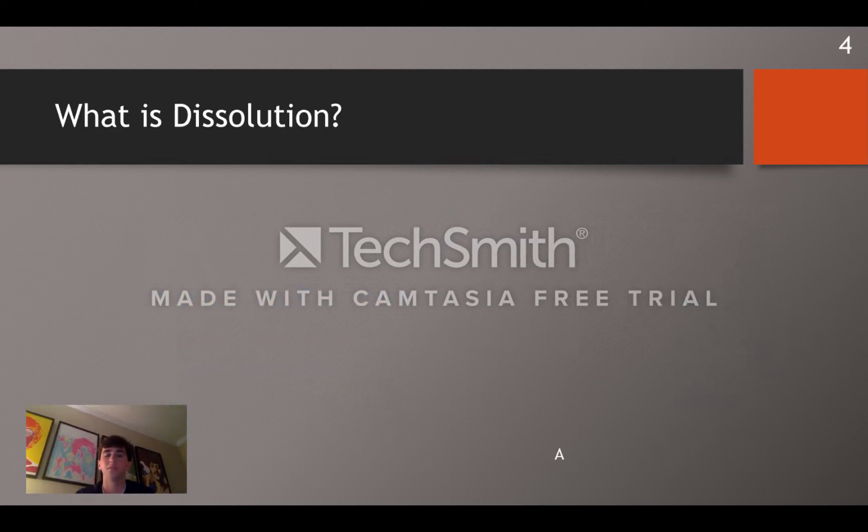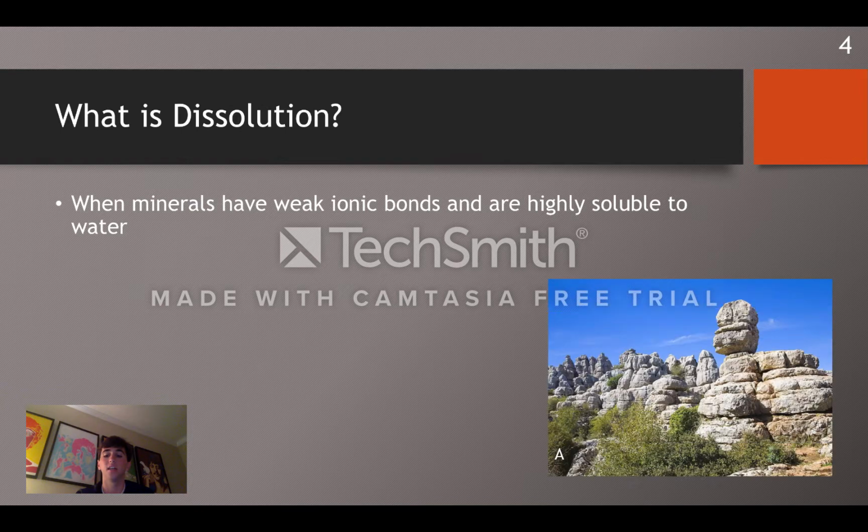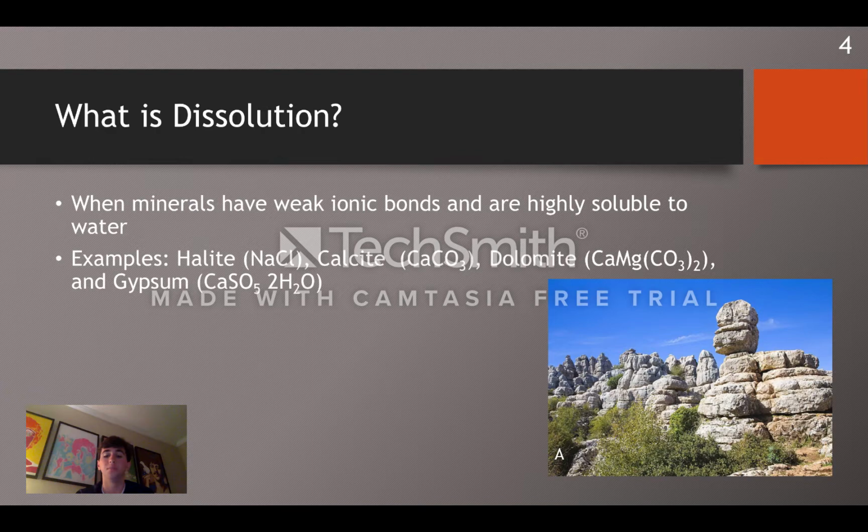What is dissolution? Dissolution comes from the effects of acid rain. This is when minerals have weak ionic bonds and are highly soluble to water. Non-silicate minerals such as chlorides, carbonates, and sulfates have weaker ionic bonds and are highly soluble. Some examples of highly soluble minerals are halite, calcite, dolomite, and gypsum.